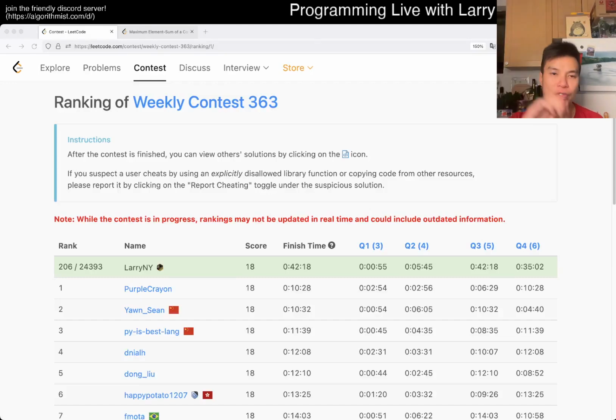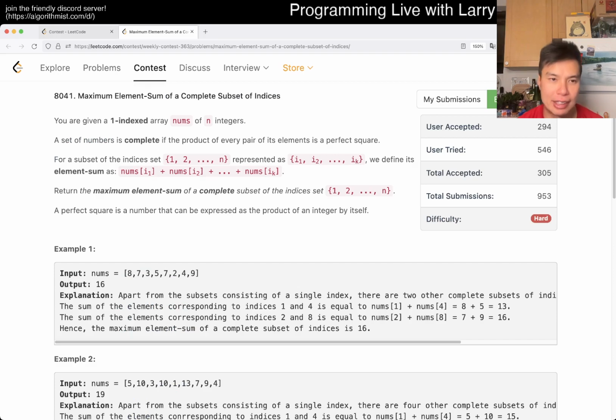This is me going over Q4 of the weekly contest 363, maximum element sum of a complete subset of indices.